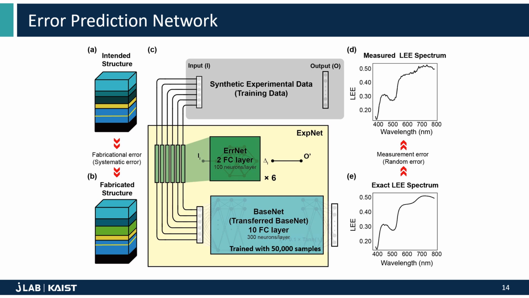It is different from random errors, because we cannot predict the random errors in any structure. So we only focus on the systematic errors. To train the network, we generate synthetic experimental data by applying a randomly selected error function to the input.